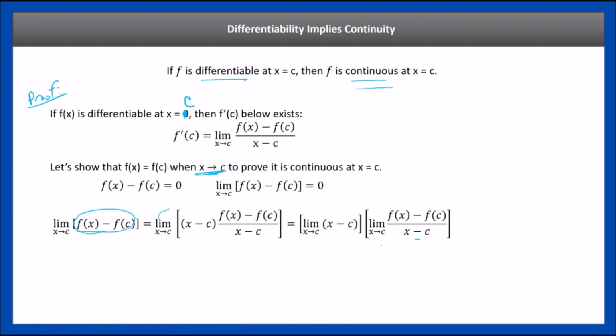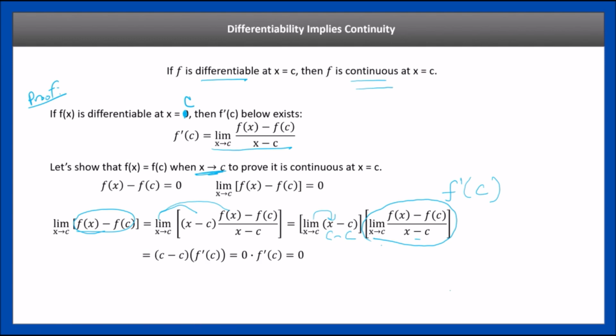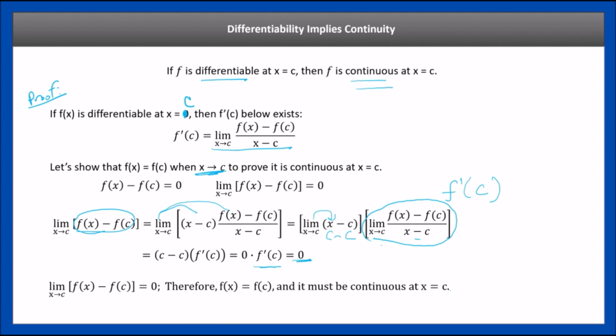However, we're going to distribute this limit. And as we distribute it, we can see that if I plug in c into here, we get c minus c, which is 0. But if I plug it in here, this is just the definition of the derivative. Remember? That's the definition of the derivative right here. So this actually gives you 0 times the derivative at c, which is 0. And so what it's saying is that, yes, we do get 0 when we plug in this limit. So if we get 0, that means that f of x must be equal to f of c, and it must be continuous at x equals c.